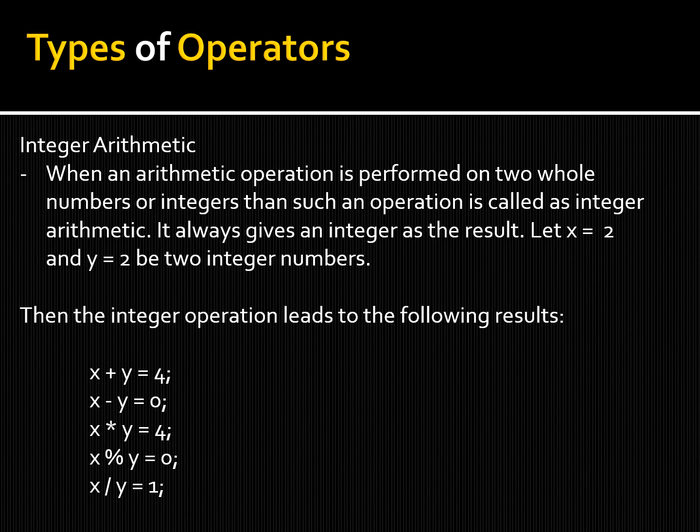When an arithmetic operation is performed on two whole numbers or integers, such an operation is called integer arithmetic. It always gives an integer as result. Let x equal 2 and y equal 2 be two integers. Then this would be the result: x plus y, x minus y, x multiplied by y, x modulus y, x divided by y.